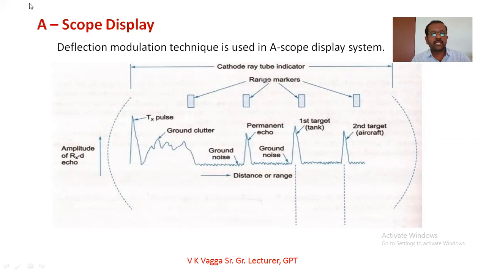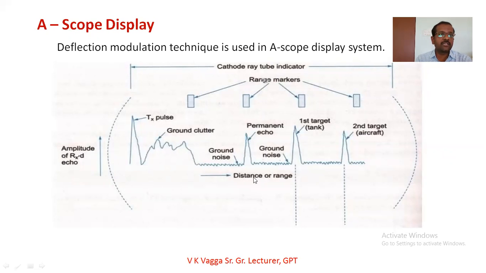Okay, so the A-scope display is nothing but a cathode ray tube indicator, and it is to be marked with the range markers, and along the x-axis it is going to measure the distance or the range, and along the y-axis it is going to measure the amplitude of the reflected signal. It's the echo signal, and these humps indicate, if you take the first hump it is the transmitted pulse, and whatever succeeds is the echo pulses.